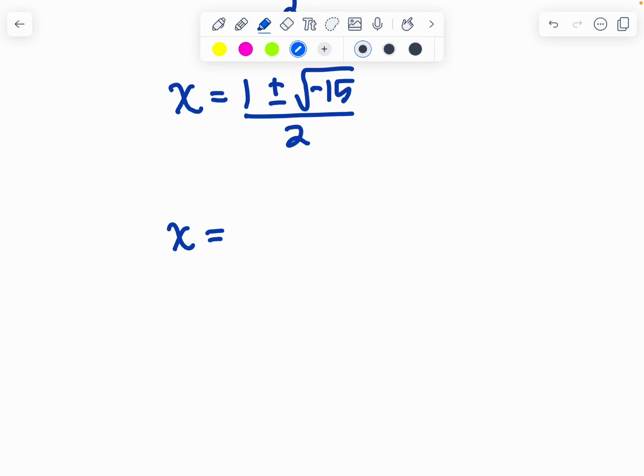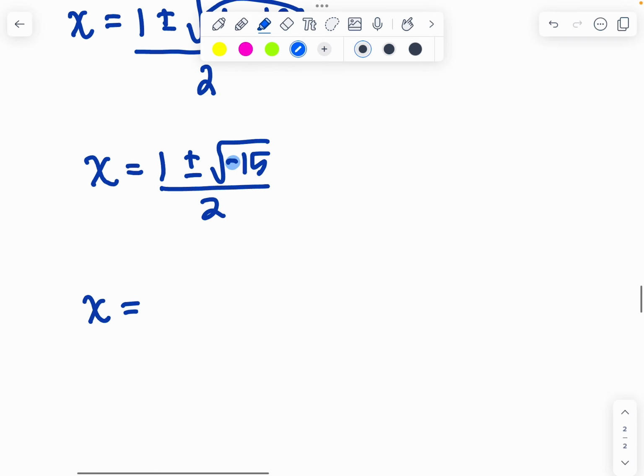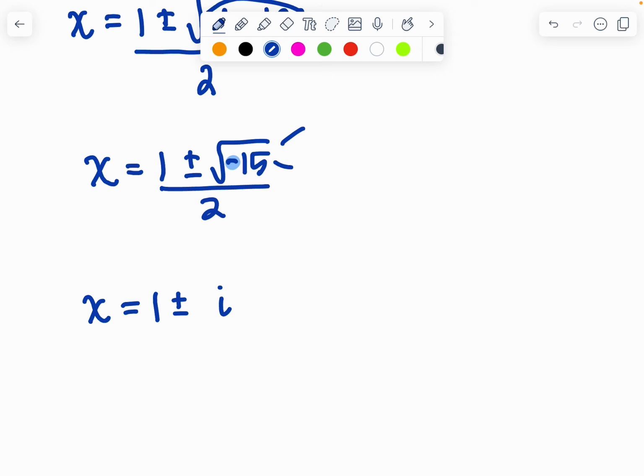First I'll start with the negative. So I know i is going to be in the answer. So I have 1 plus or minus i, and then I have square root of 15 left. Can root 15 be simplified? Is there a perfect square that goes in there? I have 4, 9, 16 is too high. 9 is not a factor, 4 is not a factor. So it's not simplifiable, so I'm just going to leave root 15 there.